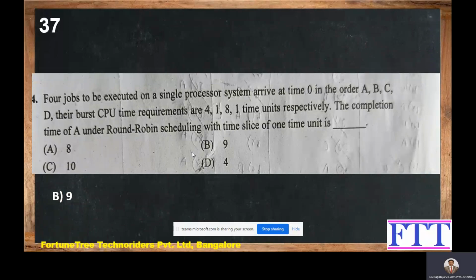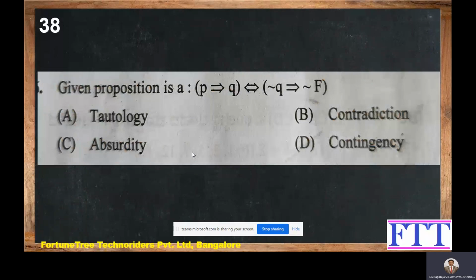38th question. Here they gave a proposition. Option A, tautology, we need to identify whether it is or not. Option B, contradiction. Option C, absurdity. Option D, contingency. So the right option is that the given proposition is a contingency. Option D is the right answer.